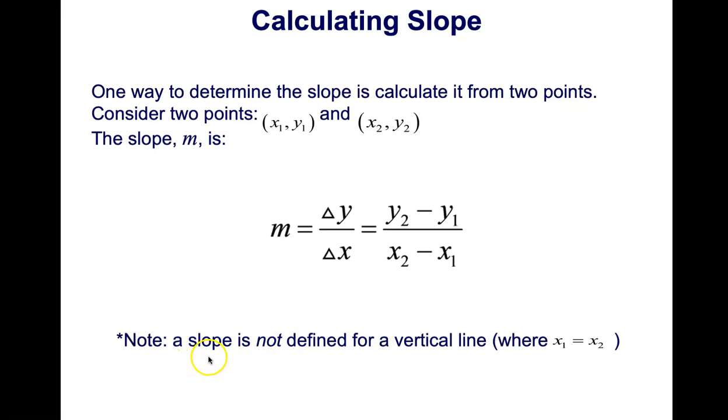Now this is important to remember. A slope is not defined for a vertical line. In a vertical line there is no slope, because in that case x1 is equal to x2.